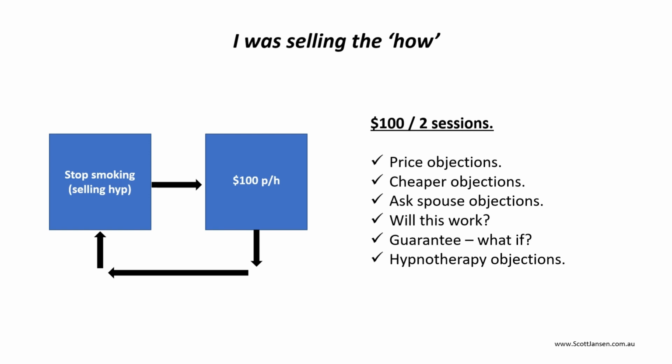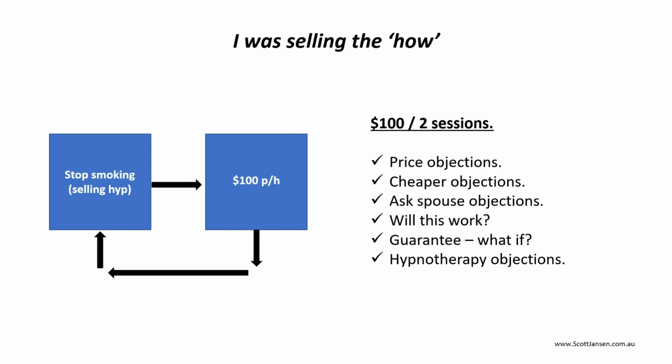They'd come in for stop smoking. I'd try and sell them the hypnotherapy. Hopefully they'd say yes. If they did, I'd collect $100 and then just repeat the process for the next person. $100, repeat the process. $200, repeat the process. I was forever just selling the wrong things, and I was forgetting about the only reason why clients come to see us in the first place.